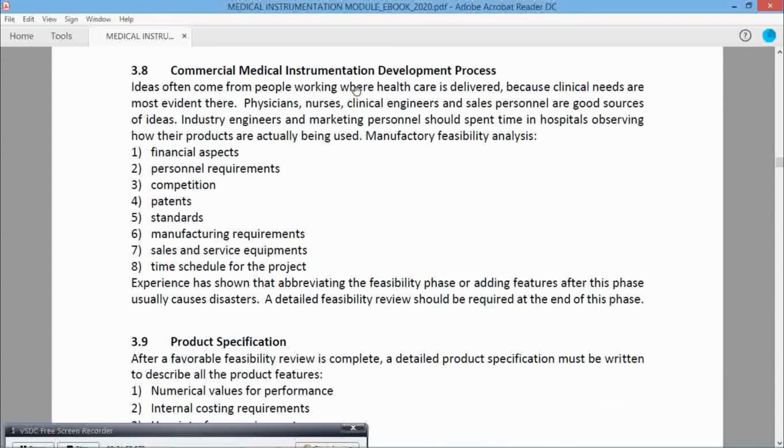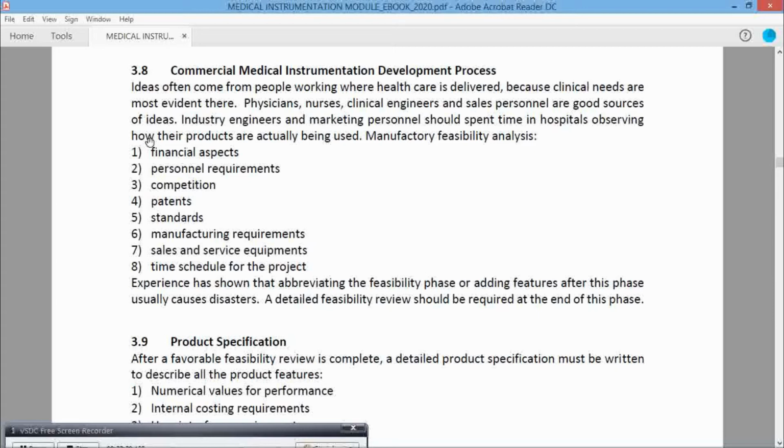So commercial medical instrumentation development process. How do people actually generate the idea? Ideas often come from people working where healthcare is delivered, because clinical needs are most evident there. Physicians, nurses, clinical engineers, sales personnel are good resources of ideas. So that means if you go and see the physician, nurses, clinical engineers, sales personnel, and sit down with them and discuss with them, potentially you will trigger one or two ideas on how to develop new medical instrumentation.